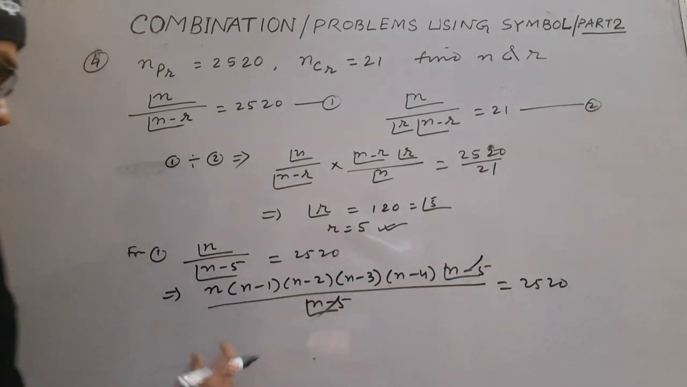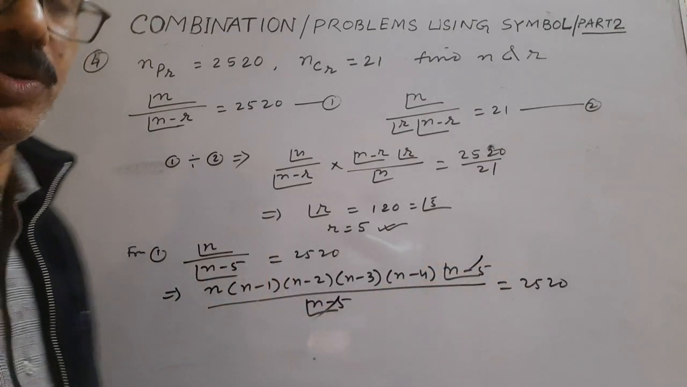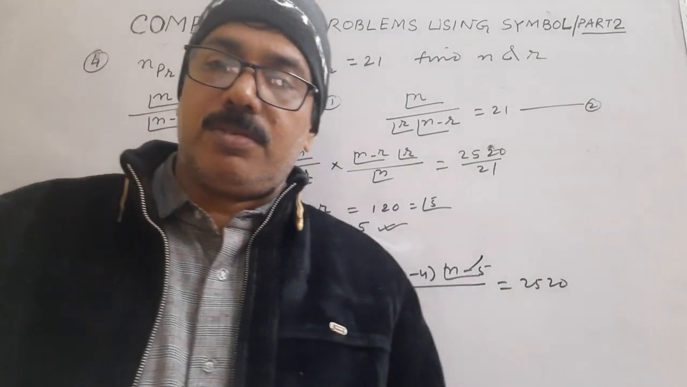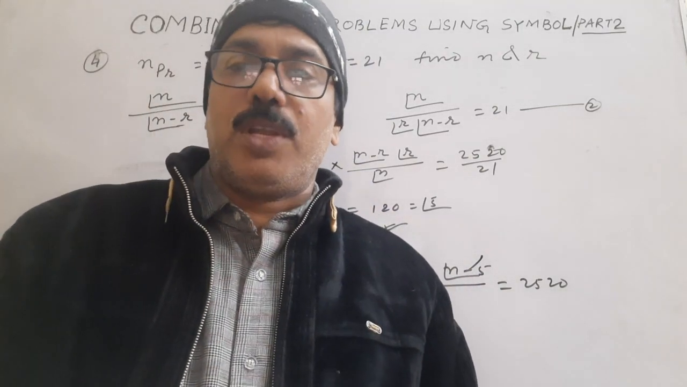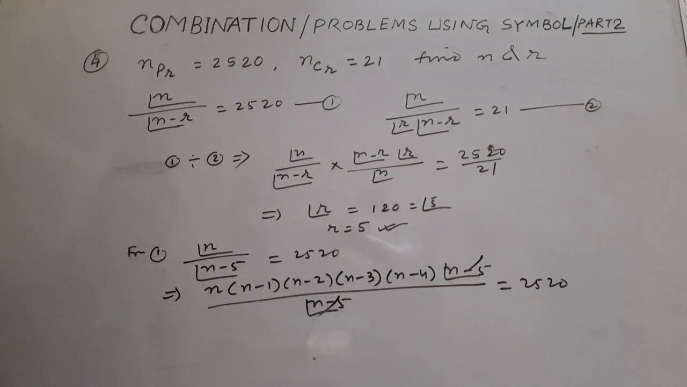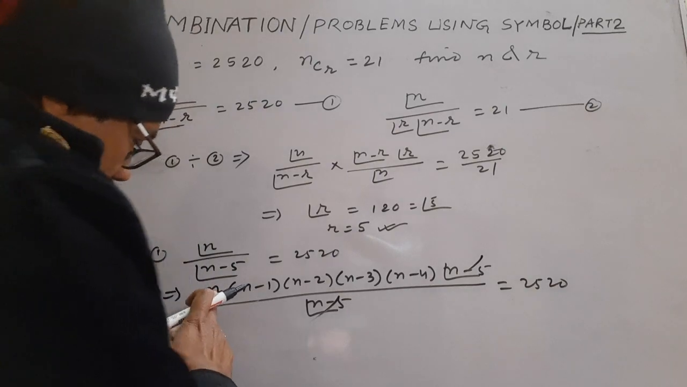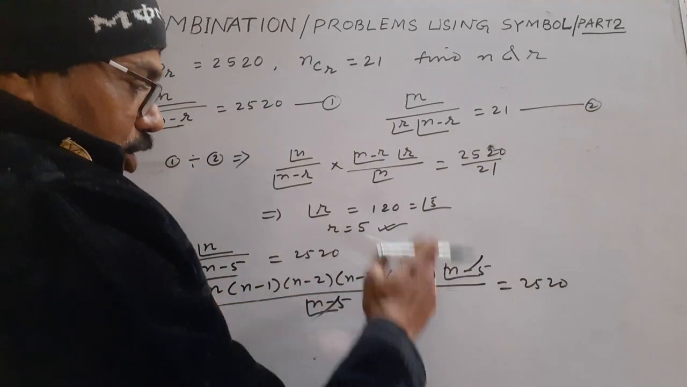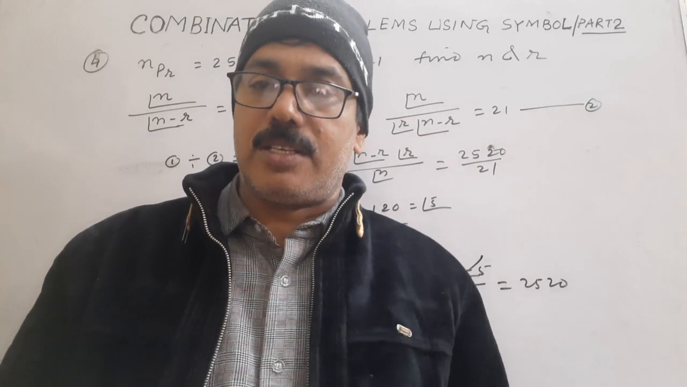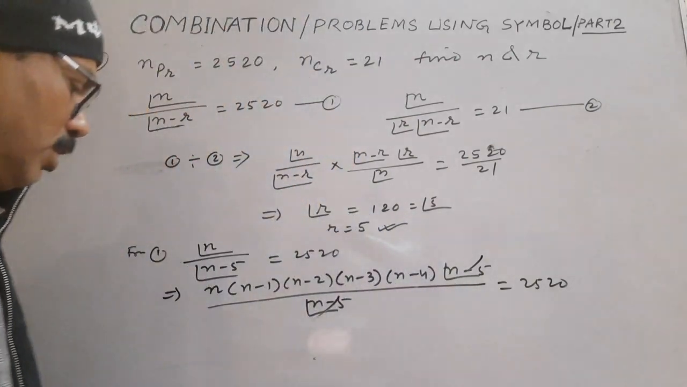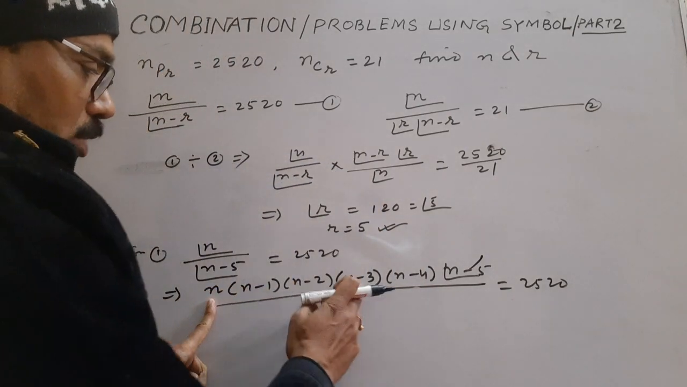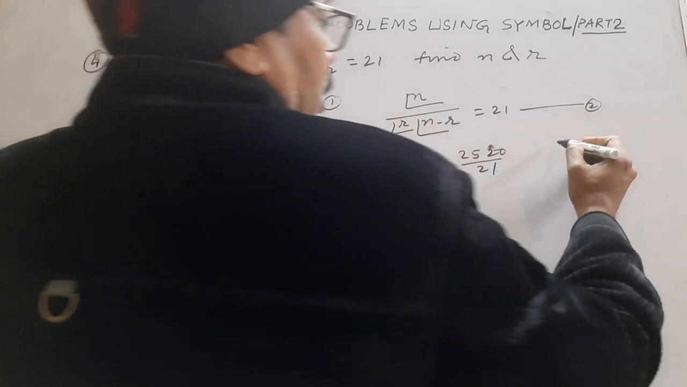So we are getting a 5th degree equation. It is not easy to solve, but here we use the comparison method. What is the comparison method? LHS is a product of n consecutive integers. We have to express RHS in terms of 5 consecutive integers, because the LHS is a product of 5 consecutive integers.